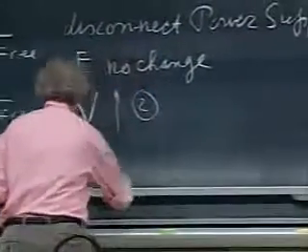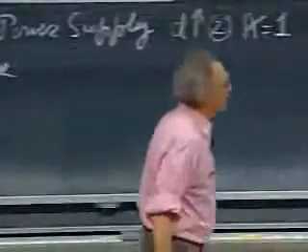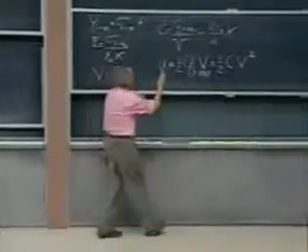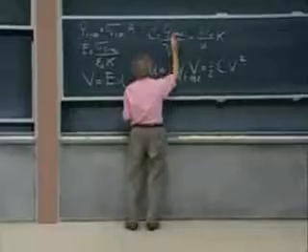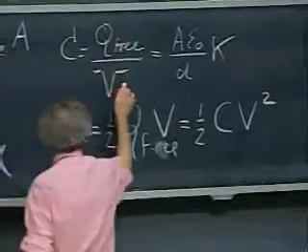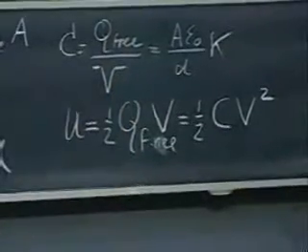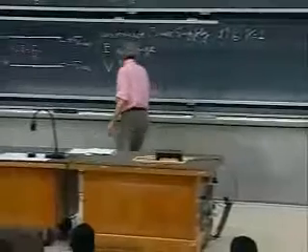What happens with the capacitance? Well, the capacitance is Q free divided by V. There's an R missing here. This one doesn't change. This one goes up by a factor of 2, so C must go down by a factor of 2.